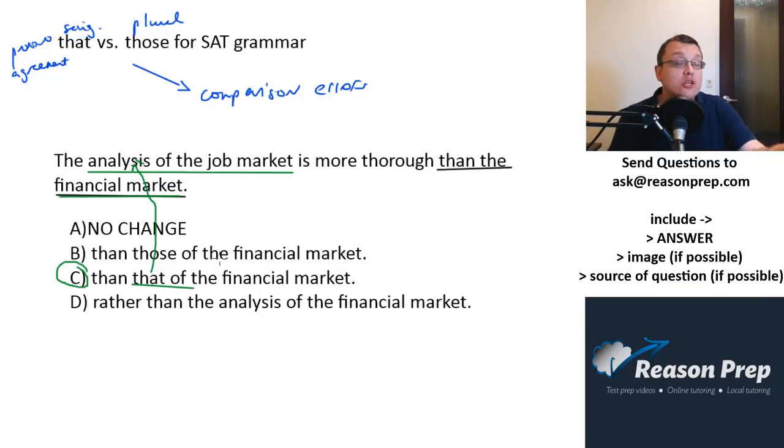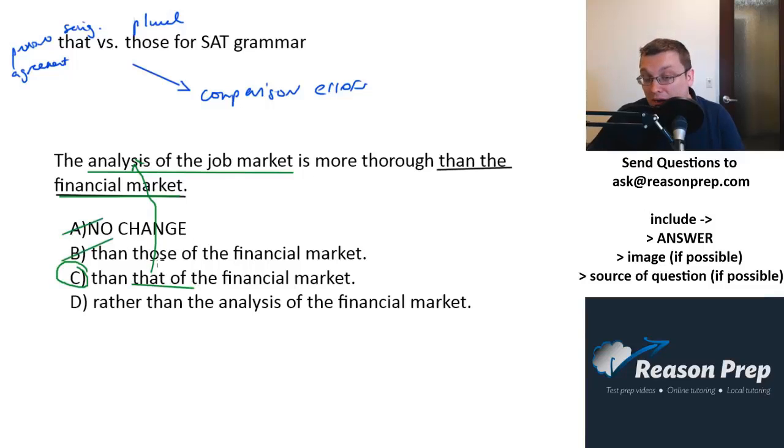for it. So there are other ways to have this be right. You could say "is more thorough than the analysis of the financial market," or "than the financial market's analysis," or even "than the financial market's," apostrophe S. A lot of possible corrections. This is the most common: use "that of." So the original is a comparison error.